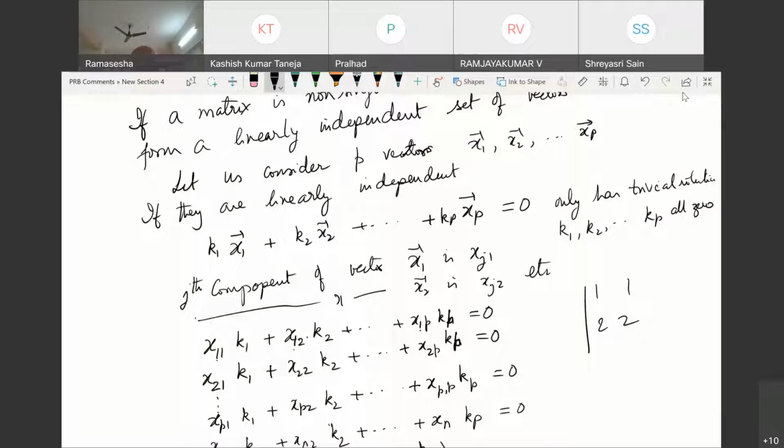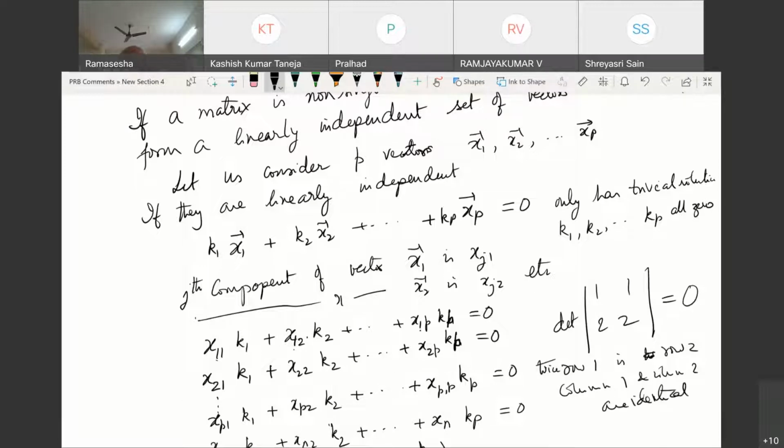What is the value of this determinant? 0. And what you see is that row 1 is twice row 2, and column 1 and column 2 are related. Or you can say that the column vectors or the row vectors are not linearly independent, and that is why the determinant is 0.